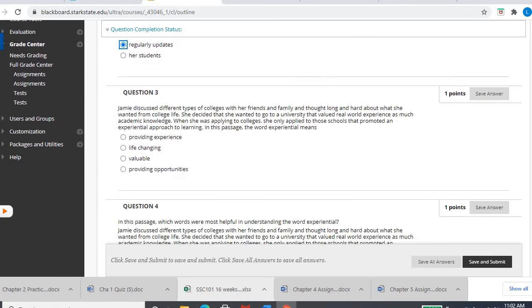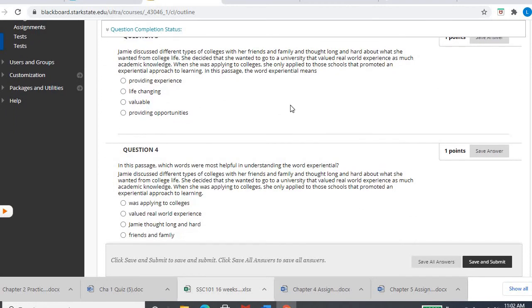Okay, so let's do questions 3 and 4 together. New sentence, or in this case, a little bit longer than a sentence. Jamie discussed different types of colleges with her friends and family and thought long and hard about what she wanted from college life. She decided that she wanted to go to a university that valued real-world experience as much as academic knowledge. When she was applying to colleges, she only applied to those schools that promoted an experiential approach to learning. What does experiential mean?